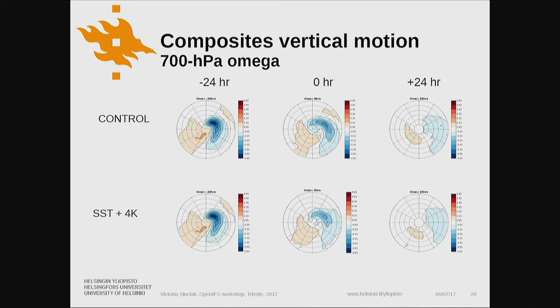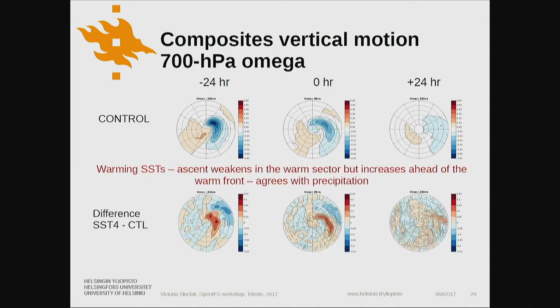And this matches relatively well with the precipitation patterns, particularly if we compare at time equals zero. If you look at the difference plots for the vertical motion, here this is red, so it's less ascending motion, and here there's more ascending motion. And this matches up very well with what we saw in the precipitation pattern.